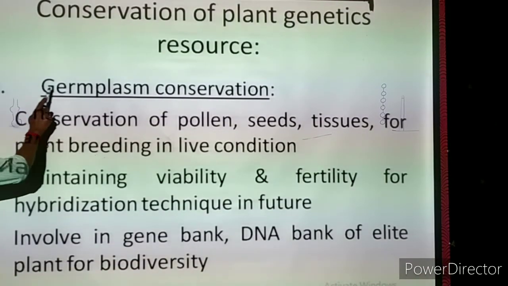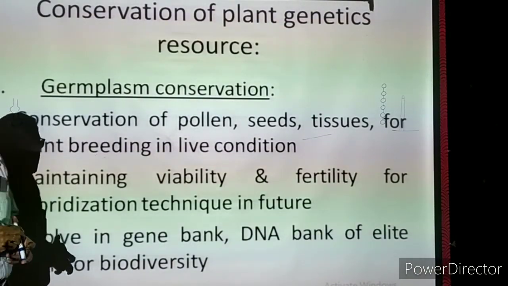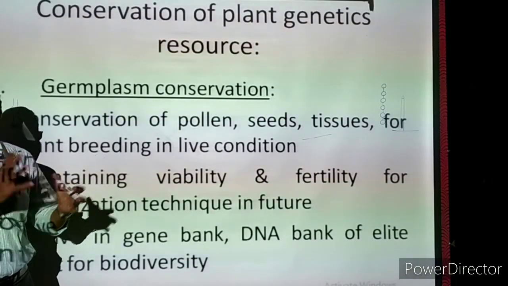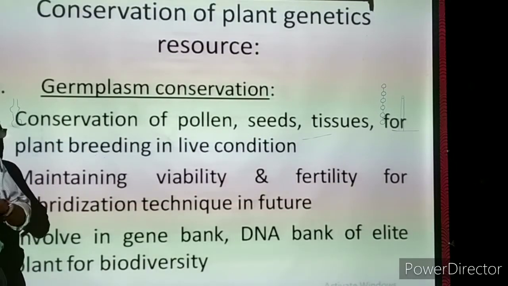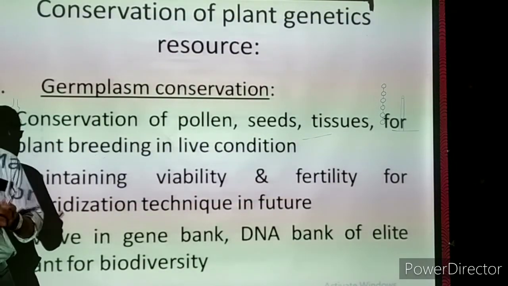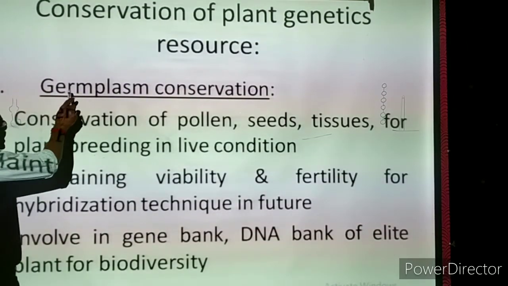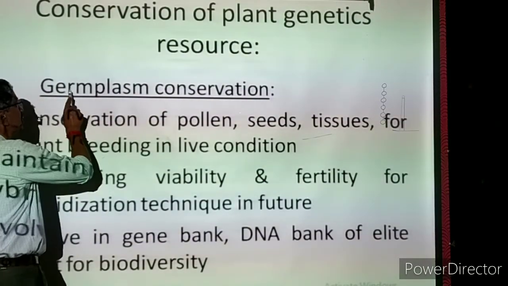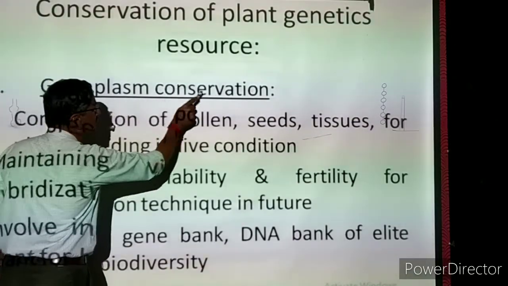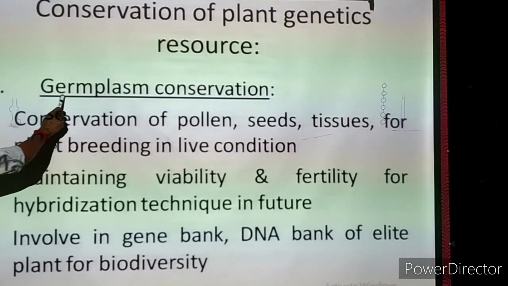In that, A, germplasm conservation. In plants or animals, anything you take, the body is made up of two types of cells. I already told this in the introduction. One is somatic cells, the general body cells. Another is reproductive cells like male gametes and female gametes. For example, in plants, the male gametes are pollen grains and the female gametes are ovules. So the pollen grains and ovules are called the germplasm of the plants. The germplasm, that means pollen and ovules, must be conserved, protected and preserved. That is called germplasm conservation.